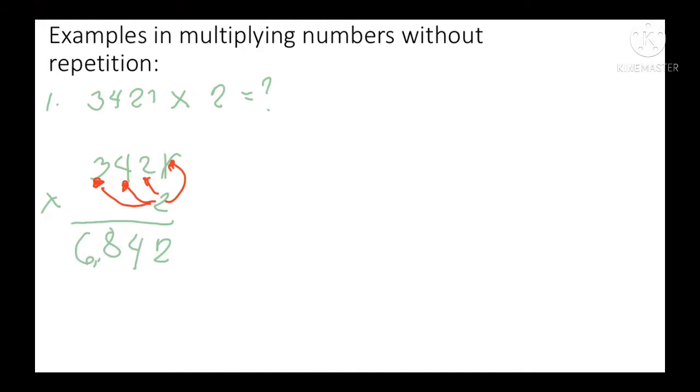6,842. Very good. Now, what do you call the answer in a multiplication problem? Product. Very good. So the product is 6,842. This is our product. All right? Easy.